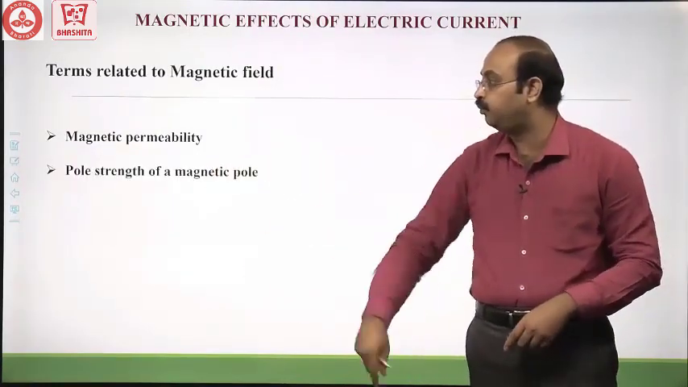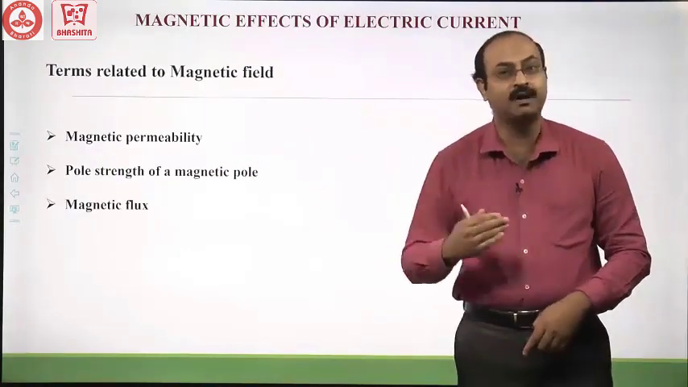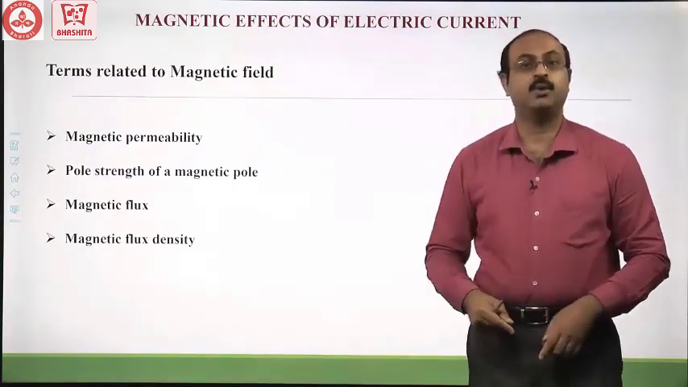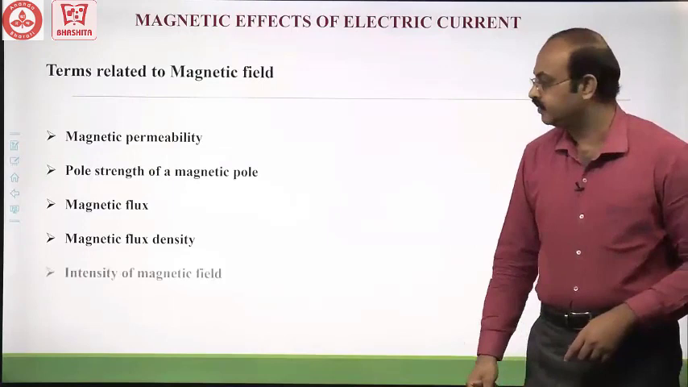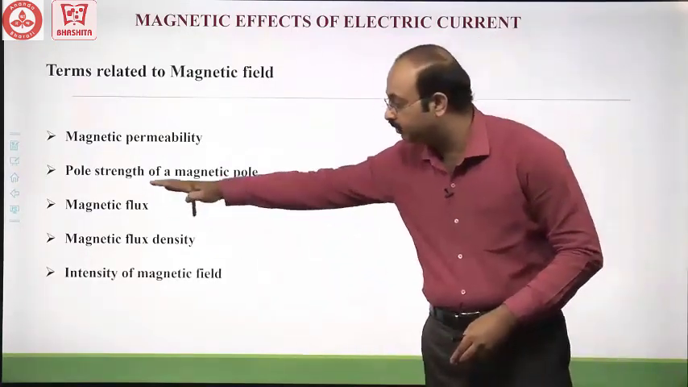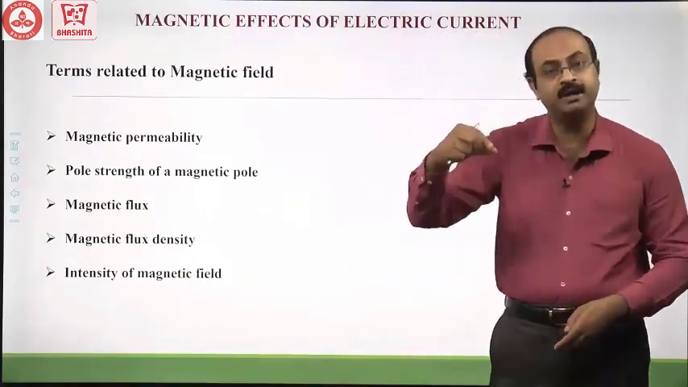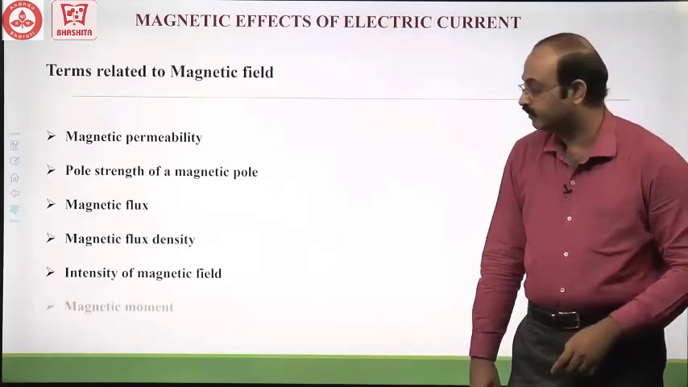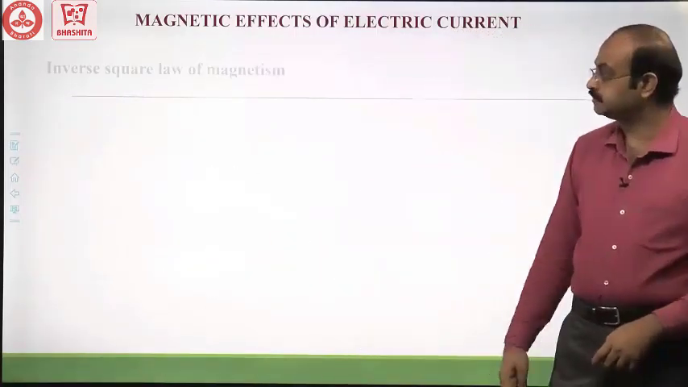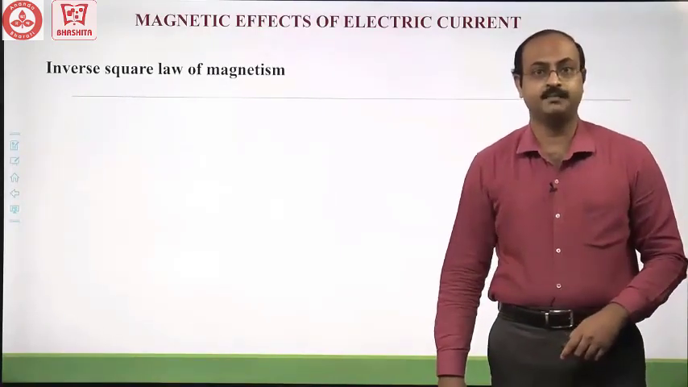Then we will define the pole strength of a magnetic pole. What is the meaning of magnetic flux? And then the magnetic flux density, also called the magnetic field induction. Then the intensity of magnetic field. You will be clearly able to differentiate between these nearly similar terms, because a clear explanation is provided. Also the concept of magnetic moment. Then the inverse square law of magnetism.